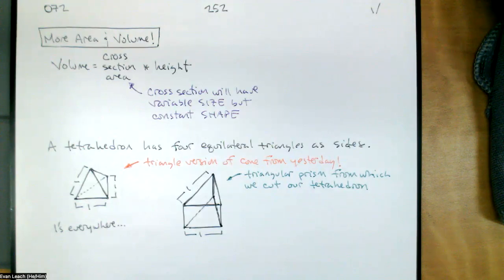Now, what we want to notice is that I did not label the height of this particular tetrahedron. What we want to notice is that the height of this tetrahedron is not going to be 1.